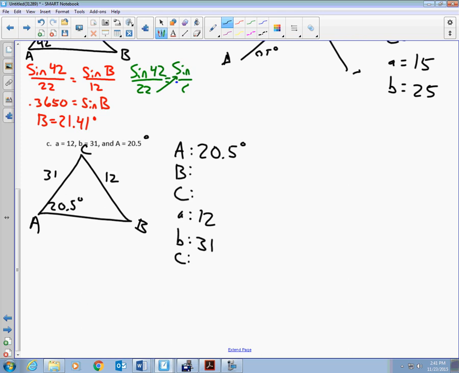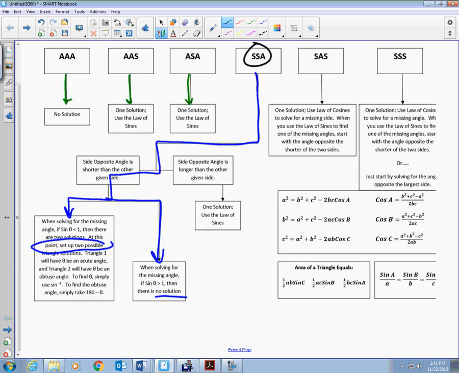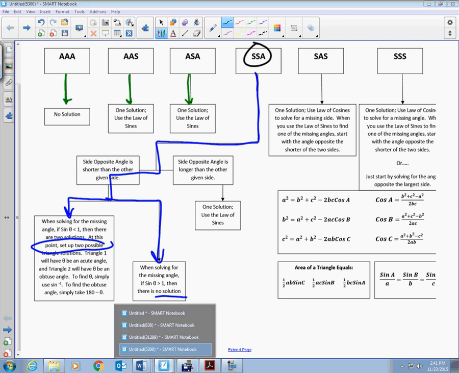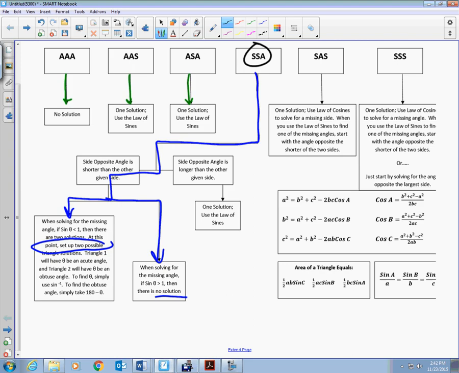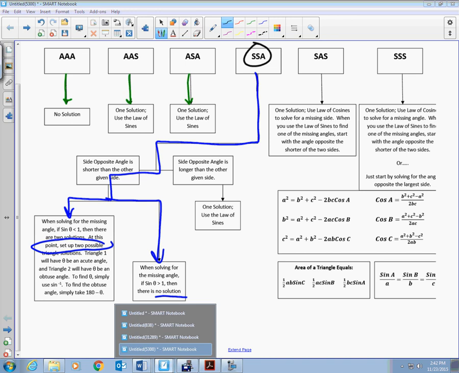Still a side-side-angle. I go to my decision tree, and it says, is the side opposite the angle shorter than the other given side, or is it longer than the other given side? Side opposite the angle is 12. That's shorter than the other given side. So therefore, you have one of two possibilities. When solving for your triangle, you might get no solution, or you might get two. Let's set it up.